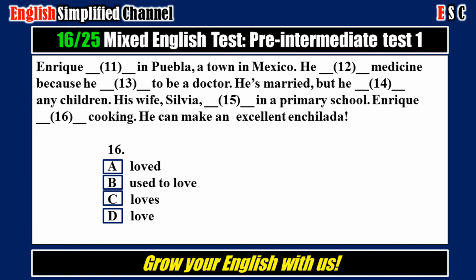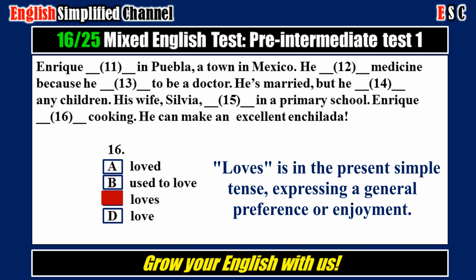16. A. Loved. B. Used to love. C. Loves. D. Love. 16. Enrique 16 cooking. Answer. C. Loves. Loves is in the present simple tense, expressing a general preference or enjoyment.